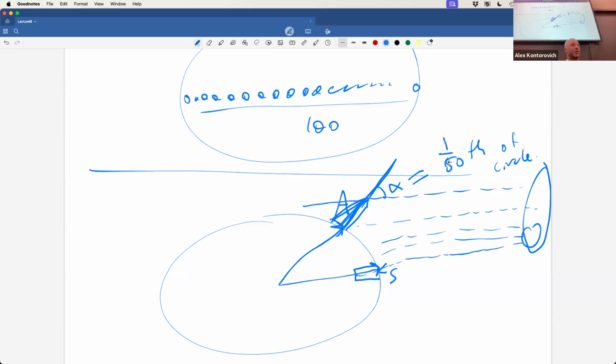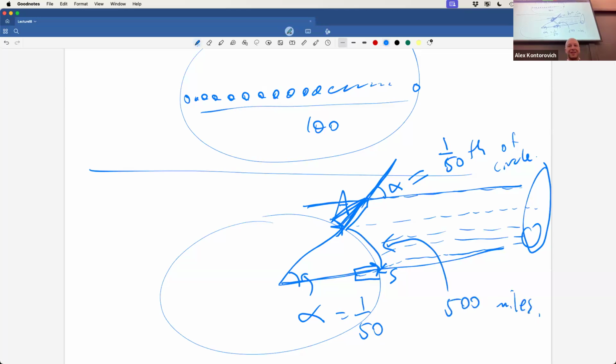That angle is 1/50th of a circle. What does that tell you about this angle? Exactly. This angle is also, as an angle, 1/50th of a circle. It's the same angle. This is also alpha, because these lines are parallel and there's a transversal. Everybody see that? So that's also 1/50th. And that's 1/50th. And this distance is 500 miles.